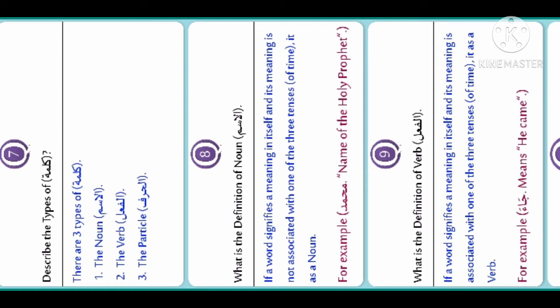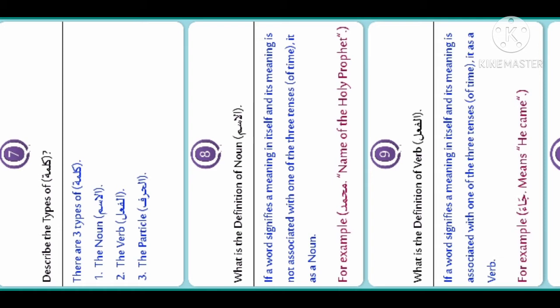Describe the types of kalimatun. There are three types of kalima. First, the noun, al-ism. Second, the verb, al-fa'l. Third, the particle, al-harf.